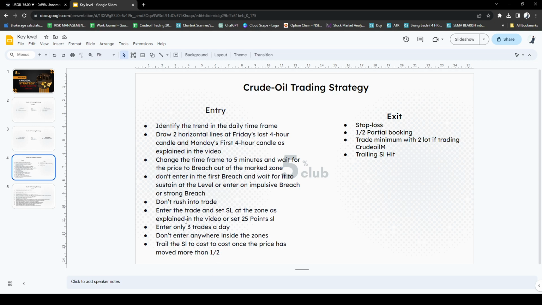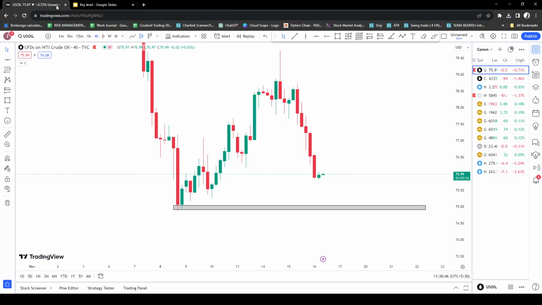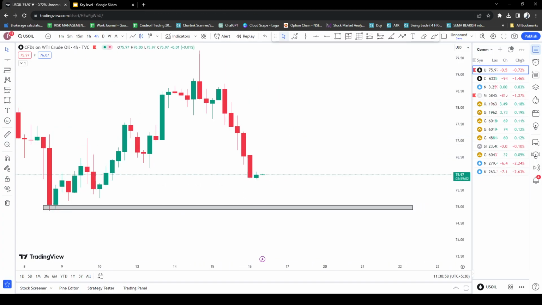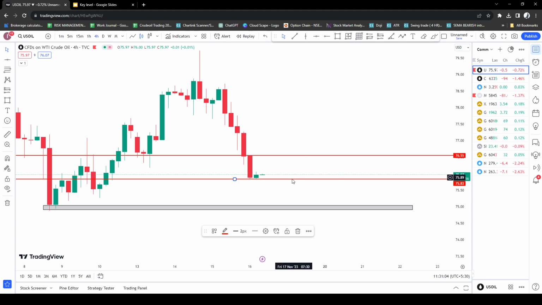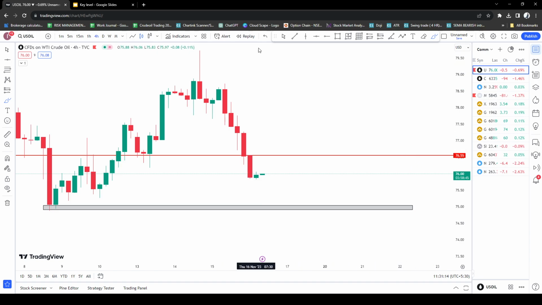Please don't trade more than 3 trades a day, that should be your maximum. Don't enter anywhere in the zones, as I explained. If this is the zone, this is the high of Friday and this is Monday, don't trade anywhere inside this. This is a no trade zone for you guys, no matter how good a setup you see. Enter here or here. This is how it's going to be done.